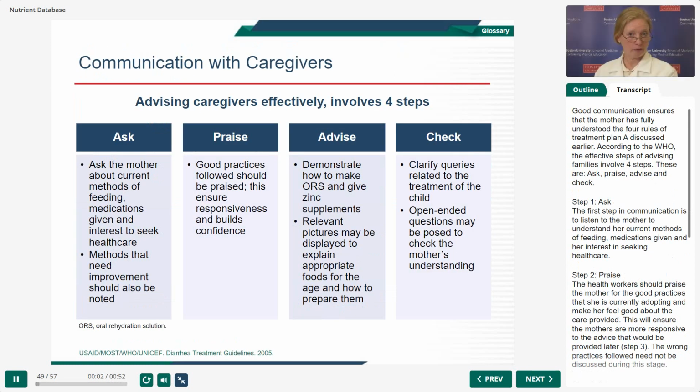Another point that's important in the treatment and the management of diarrhea is how do you communicate? And what most people use is an approach that has 4 prongs: ask, praise, advise, and check. Basically you want to know what are the medications that are given, what are the methods that are used. You want to praise the patient if they are using the right methods already, and you will need to guide them in the use of ORS and zinc, for example. And the check is basically to try to provide them with responses to their questions and maximize the chance of the child not to have diarrhea or nutritional problems associated with it.